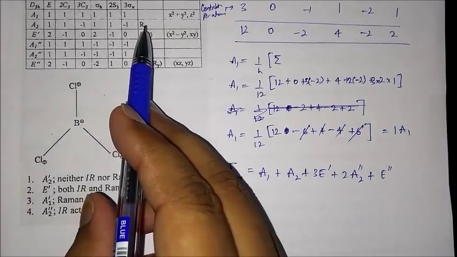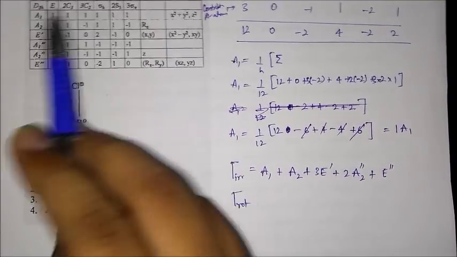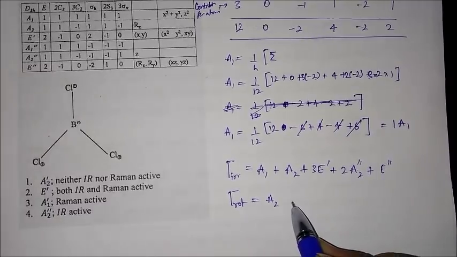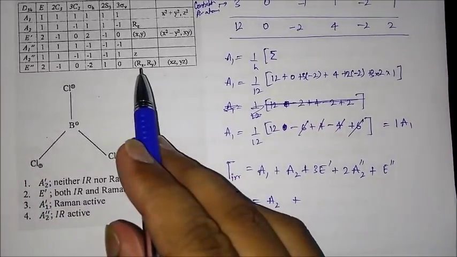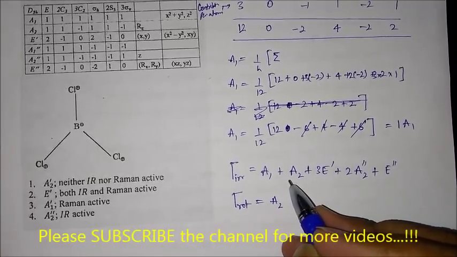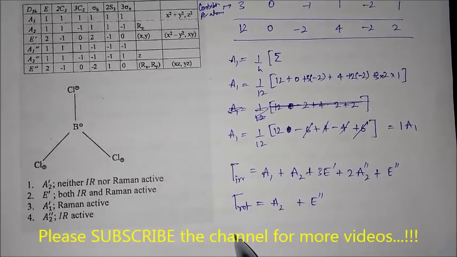Just check in front of which there will be rz, rx, or ry. So rz is present in front of a2, so it will be a2 plus e double prime, as given in this. Okay, so this is the rotational one.